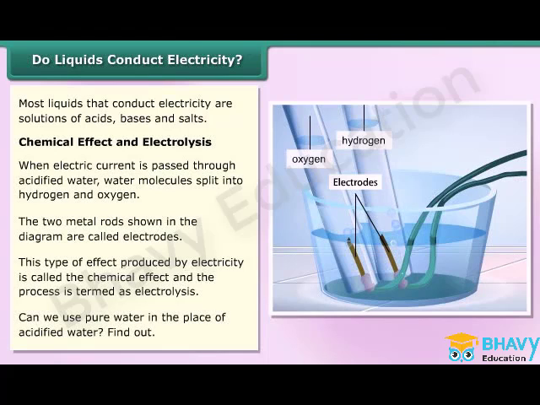Can we use pure water in the place of acidified water? Find out.